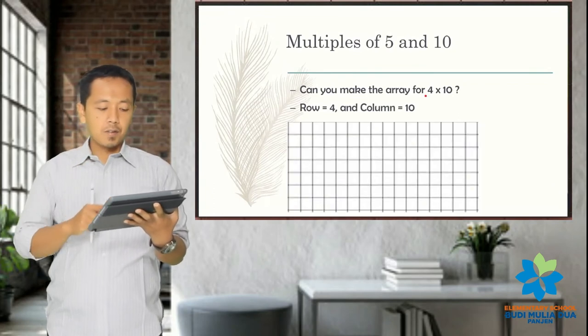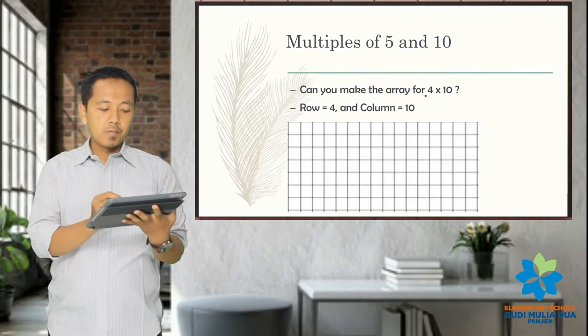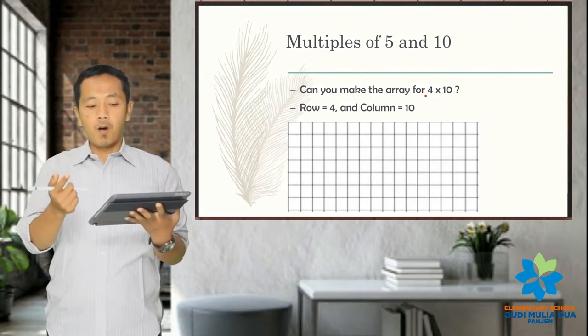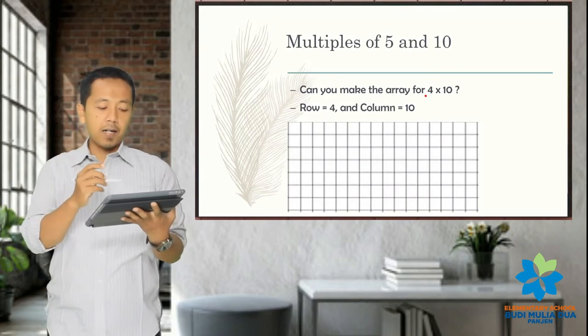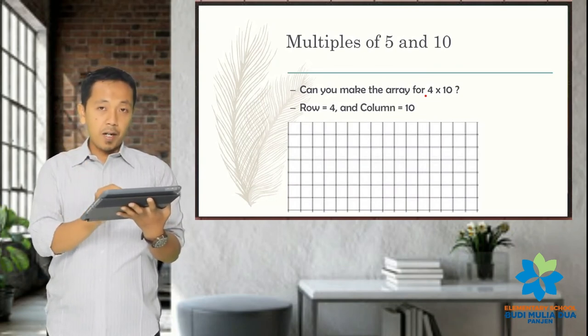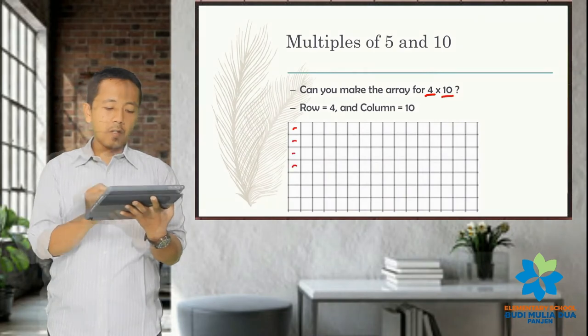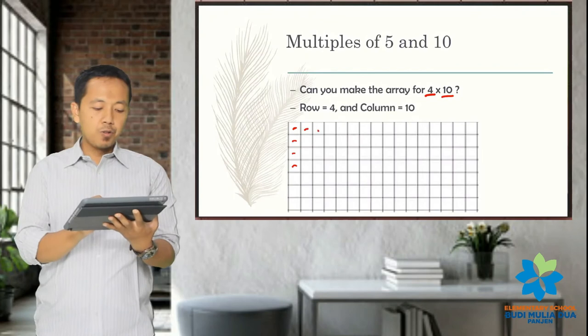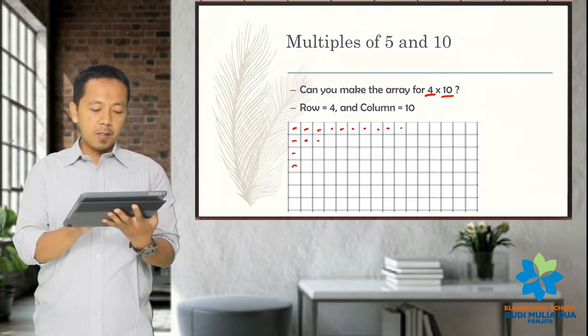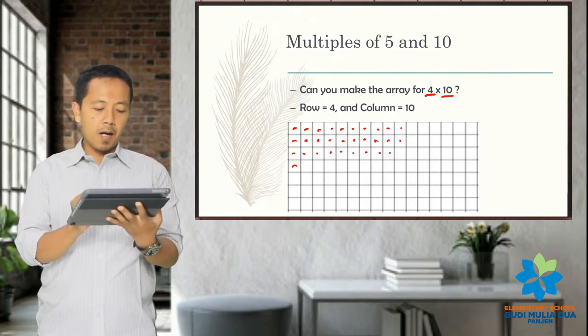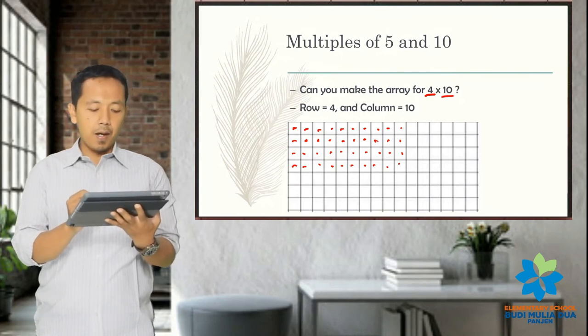Multiples of 10. What about multiples of 10? Can you make the array for 4 times 10? Bisakah kalian menunjukkan perkalian 4 kali 10 menggunakan array? We can draw here. How many rows? 4. 1, 2, 3, 4. How many columns? 1, 2, 3, 4, 5, 6, 7, 8, 9, 10. The same, until the fourth row.